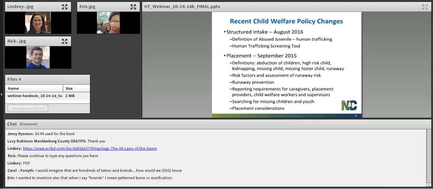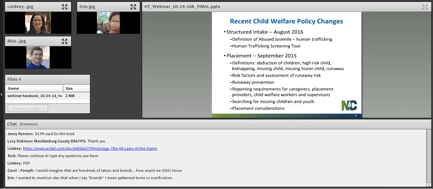So I'm going to talk just real quickly about the changes in the placement manual, and that's specifically going to address, I think, some of the questions we had earlier around youth who run away or are AWOL from foster care or maybe abducted from foster care. Part of the Preventing Sex Trafficking and Strengthening Families Act legislation specifically addressed this issue and directed states to make policies around this issue. So some of the things that are included in this policy update from September of 2015 include definitions of what is abduction, what is runaway, what is a missing foster child, what are children who might be at high risk, those sorts of things.